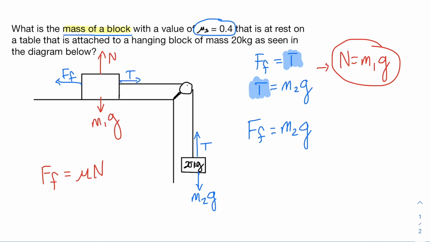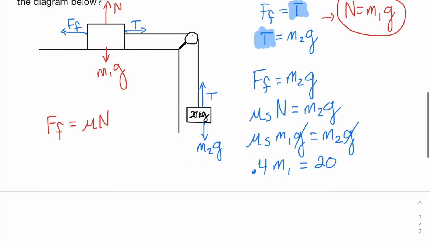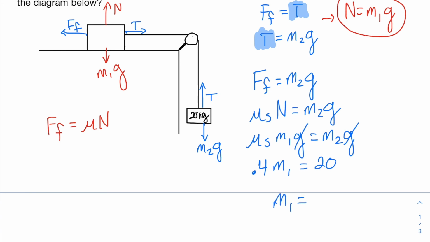So now we can use a little bit of substitution. Our force of friction is mu s times our normal force, which is equal to m2g. And our normal force, as we said, was equal to m1g. And here we can simplify a little bit by canceling out our values for g, and then we can plug in the values given in the question and solve. So to do this, we get 0.4 times m1 is equal to m2, which is 20 kilograms. And when we divide, we get m1 is equal to 20 divided by 0.4. And that will give us a value of 50 kilograms for that mass.